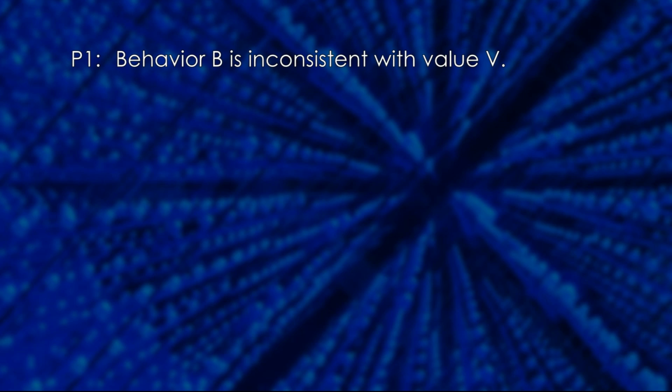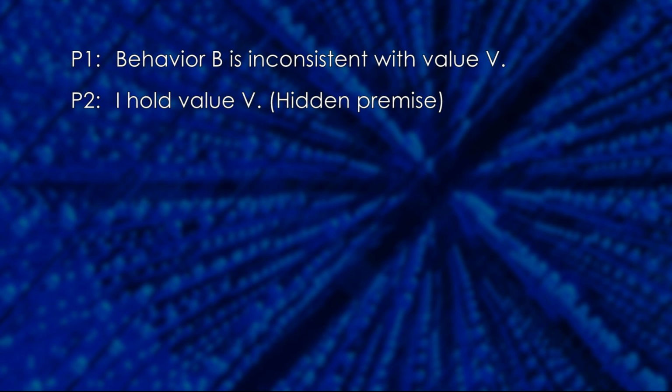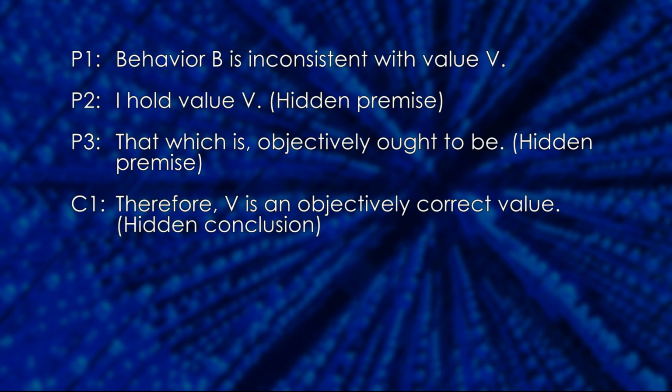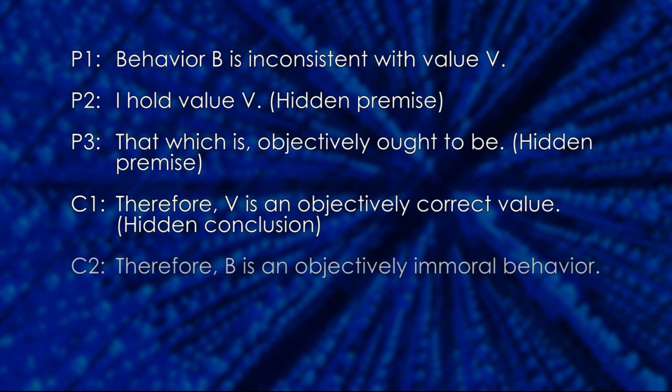The fallacy often takes a more complicated form, such as this. Premise 1, behavior B is inconsistent with value V. Premise 2, hidden, I hold value V. Premise 3, hidden, that which is objectively ought to be. Conclusion 1, hidden, therefore V is an objectively correct value. Conclusion 2, therefore B is an objectively immoral behavior.